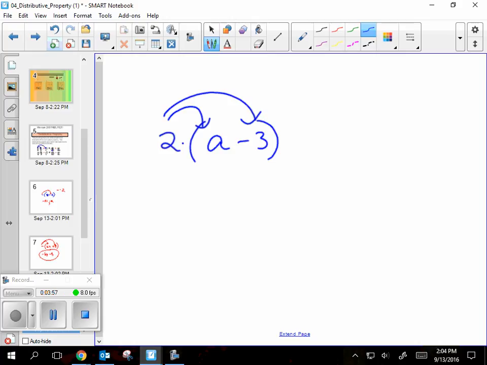I'm going to pause for a second while we distribute that one out. So this one was 2a and a minus 6. Why 6? 2 times 3 makes 6. Why negative? Because if you have one negative in your problem, then you get one negative in your answer. So let me show you an example of that.